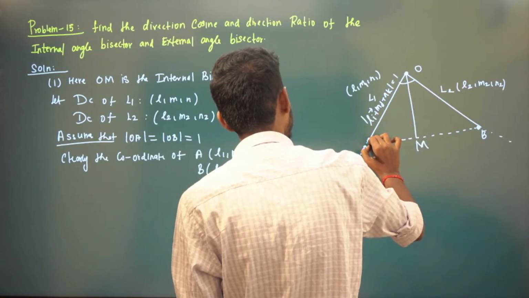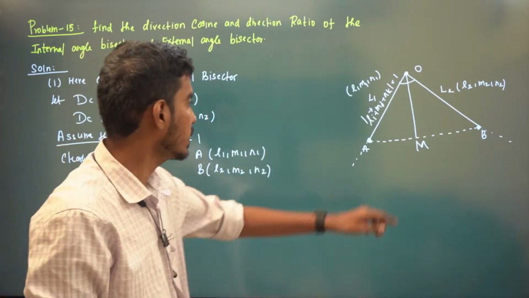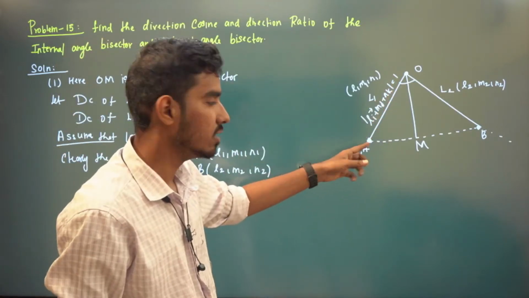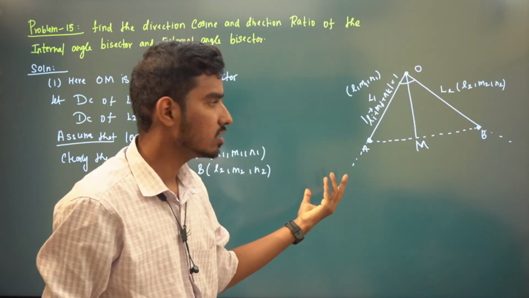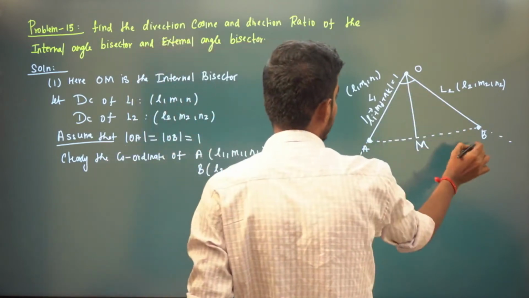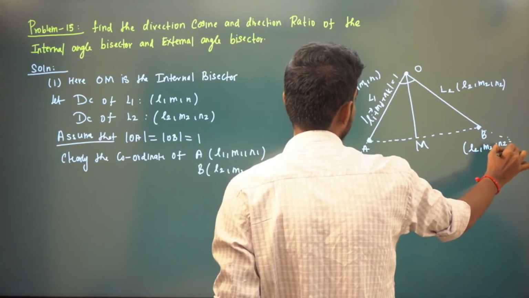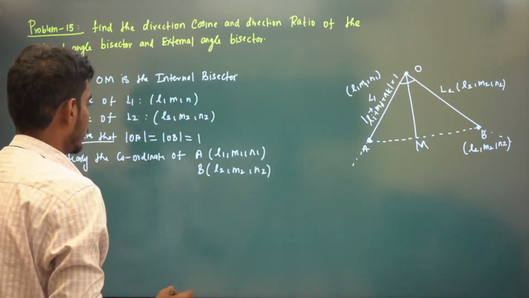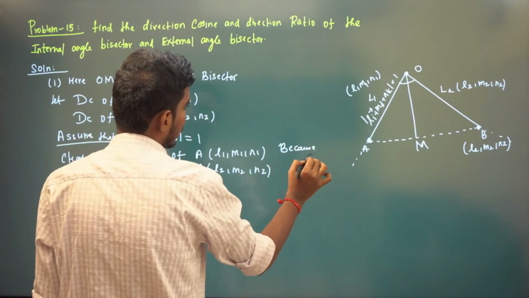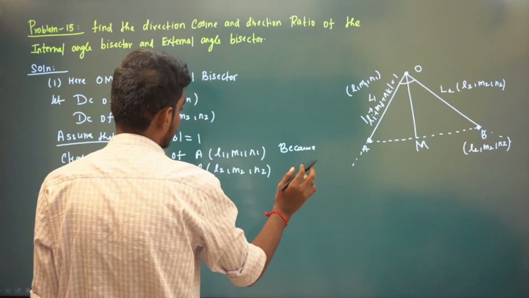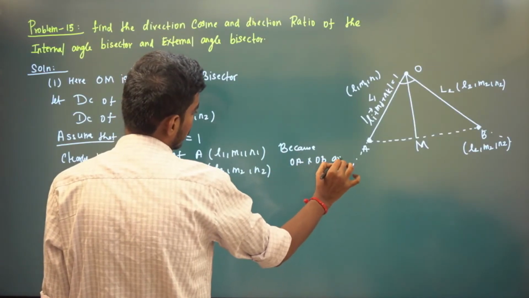That means this coordinate will be from O to L comma M comma N. See, this vector is Li plus Mj plus Nk, which means this coordinate is L comma M comma N. We already did this, right? And similarly, this is a unit vector, so L2, M2, N2 is the coordinate of B, because OA and OB are unit vectors.